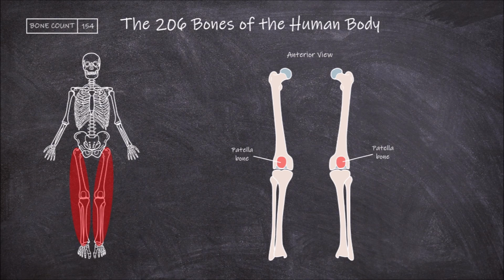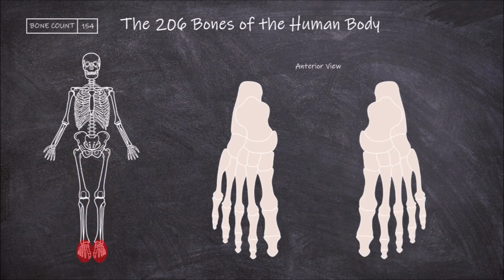If we now move on to the bones of the feet, we have the remaining 52 bones of the body. Starting with the tarsal bones, we have the 2 calcaneus bones, one in each foot. This takes our new total up to 156 bones. Next are the 2 talus bones, one in each foot. This takes us up to 158 bones.